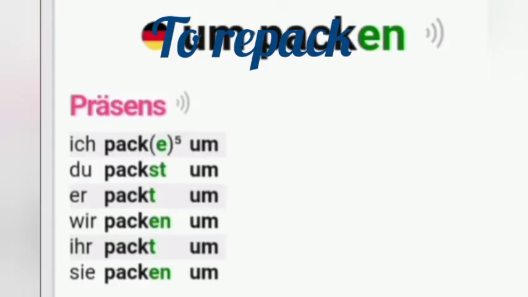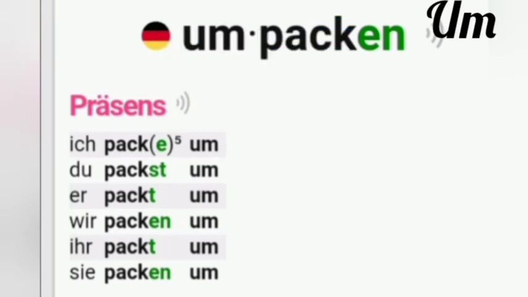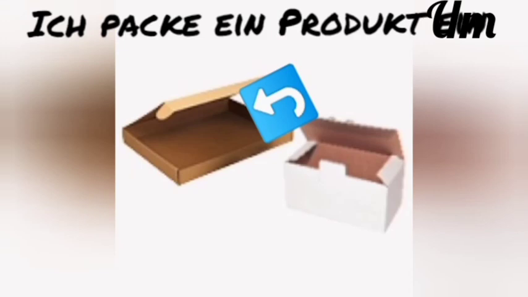If you change something from one place to another, let's have a look at the following example. Ich packe ein Produkt um means I take it from one place to another, as you can see here in this picture. So umpacken means that you repack something from one place to another, from one box to another, from one bag to another, and so on.